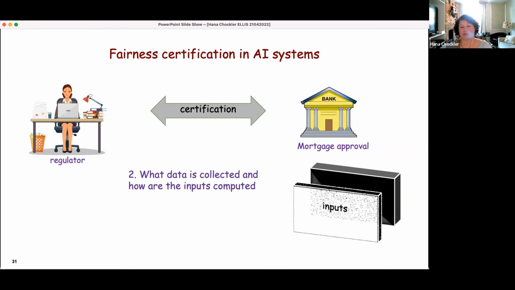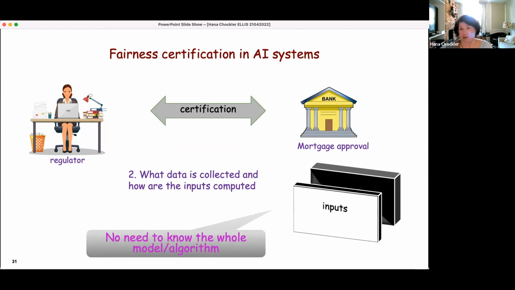Now, the next step is that the regulator needs to know what data is collected and how the inputs are computed. When we say inputs, we're talking about the inputs to the black box AI system. So we're not looking inside the black box AI, but we need to know what data is collected by the bank and how these inputs are transformed, translated or unified and fed into the system. And why is that? We will see in a second. There's no need to know the whole model or algorithm, which makes it doable and implementable, because obviously the bank would not like to expose its proprietary IP.